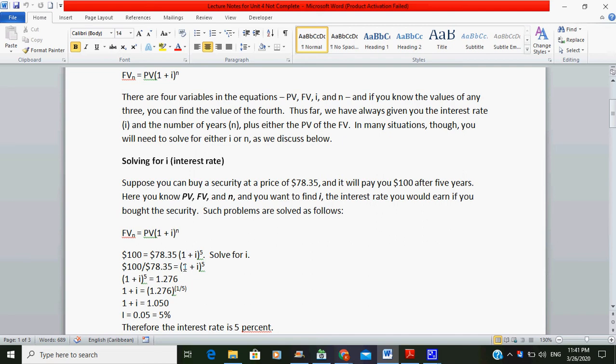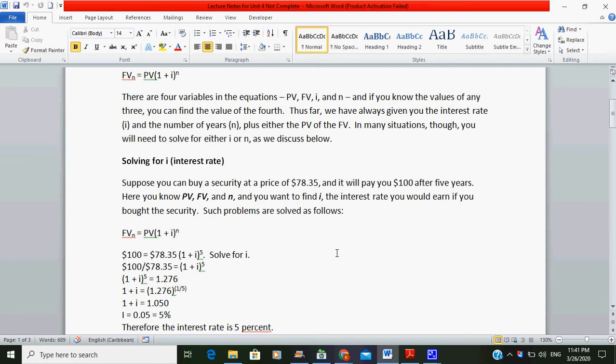Then you're going to take the fifth root. Follow me. You take the fifth root of this to get rid of the 5, and the same thing you do on this side, you do on the other side. Technically, taking the fifth root means raising to the power of 1 over 5. So multiplying this 5 by 1 over 5 cancels it out and leaves 1. Then you raise 1.276 to the 1/5 power. Now you end up with 1 plus I equals 1.276 raised to the 1/5 power.